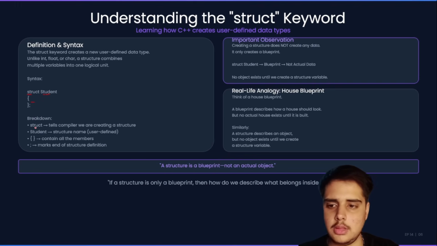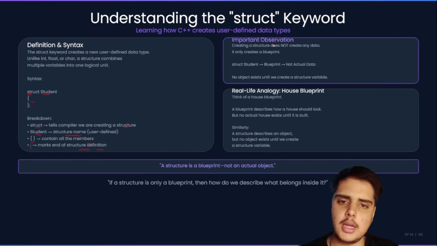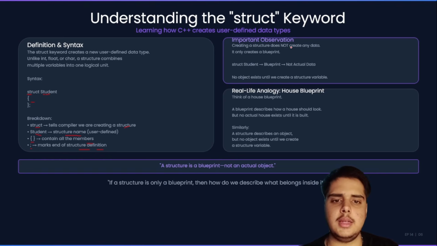As in the breakdown, struct tells the compiler we are creating a structure, whereas student is the structure name, and the curly brackets contain all the members, and the semicolon marks the end of the structure definition. One important observation: creating a structure does not create any data, it only creates a blueprint. So struct student forms a blueprint, not actual data. No object exists until we create a structure variable.